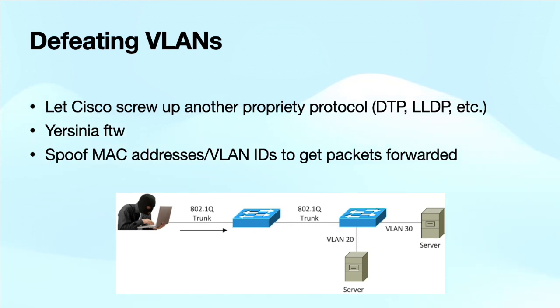Well, the switch is going to say, I don't recognize what VLAN that is. I'm going to forward it to the next switch, maybe he knows. And if that VLAN is on that switch, now you have access to that one. So you can also use this to get around MAC whitelisting.